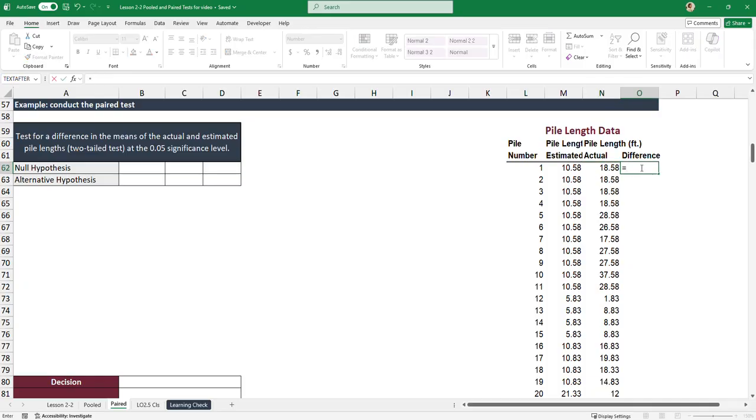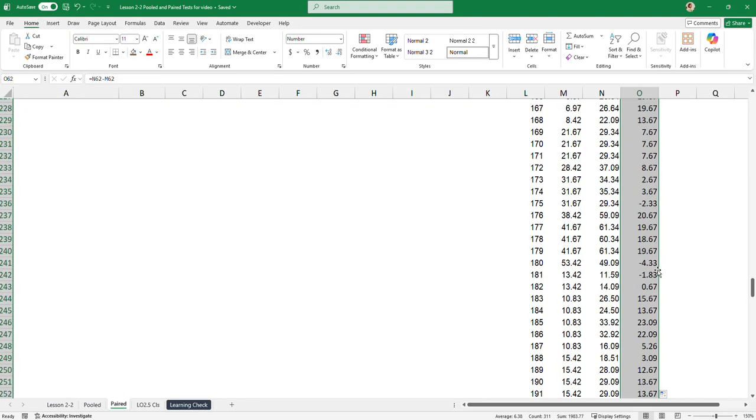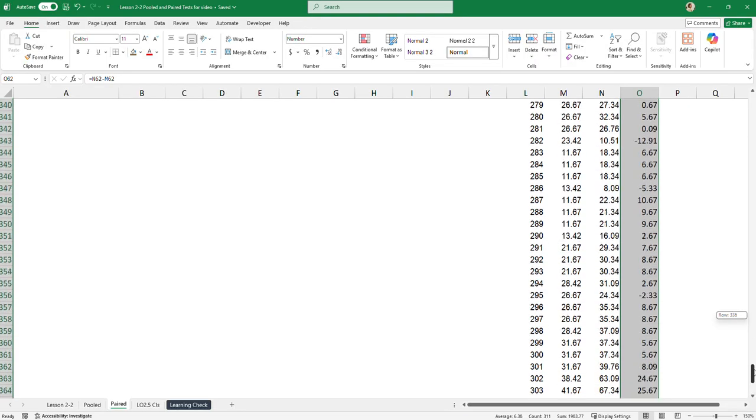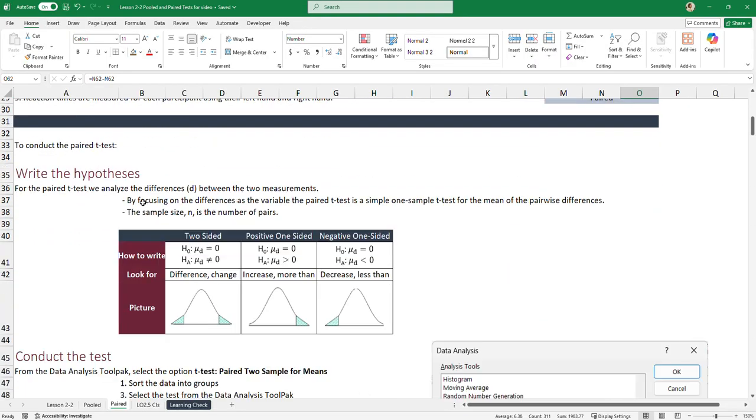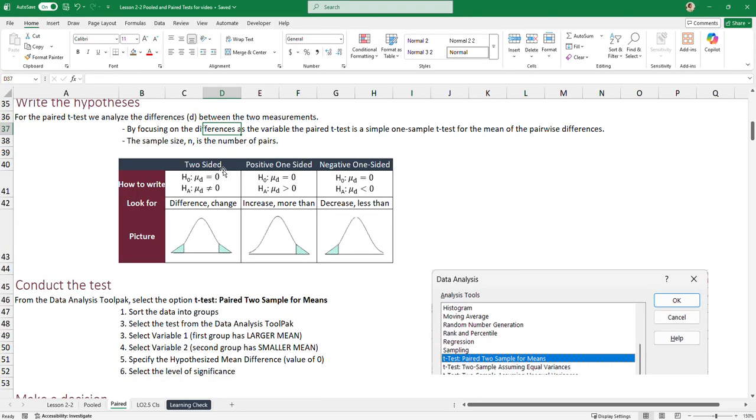If we find the difference between the actual and estimated amount for every single individual observation and then fill this in, all these differences are what we'll base the paired t-test on. By focusing on those differences, we can write the null and alternative hypothesis in terms of the mean of the differences. Technically, with a paired test, what we'll be testing is whether the mean of the differences is 0 in the null.